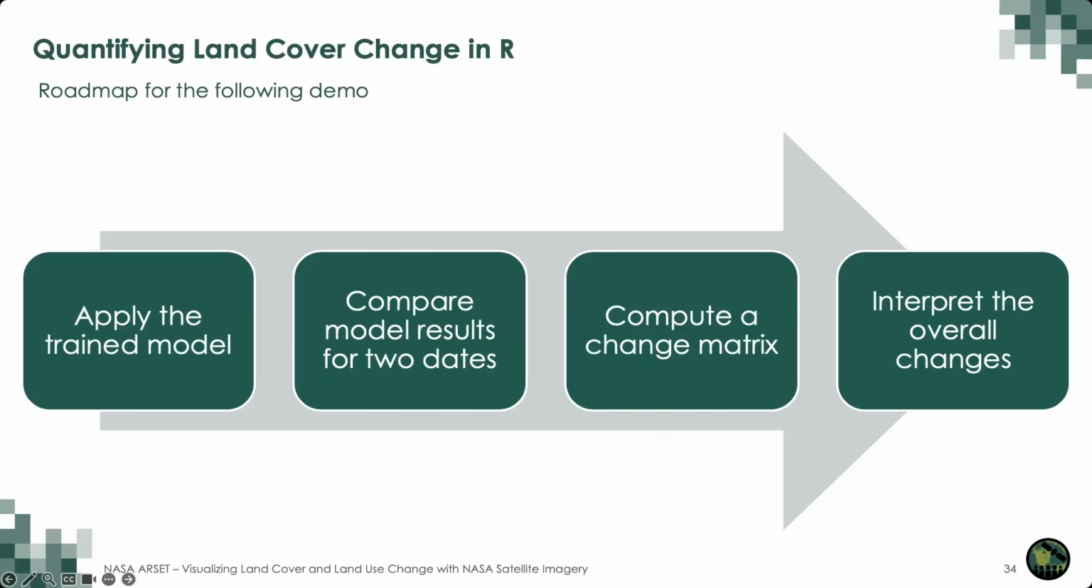Here, I've laid out another high-level overview of the workflow we'll be covering in R as we look at how to quantify land cover change with a change matrix. We'll apply the model, which you just saw at the end of the last segment, compare the model results for 2 dates, compute the change matrix, and then talk about how to interpret changes overall.